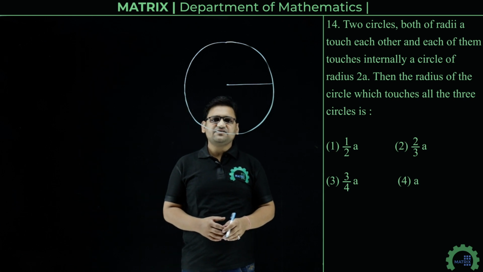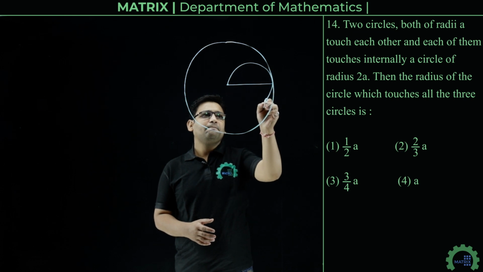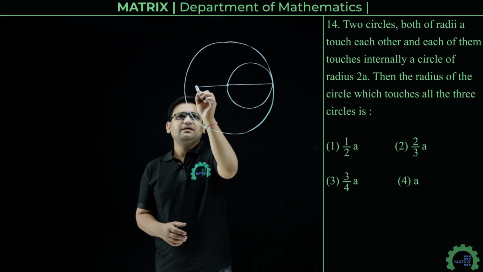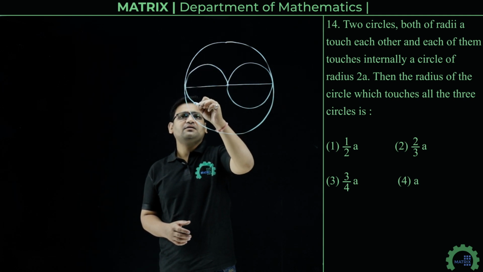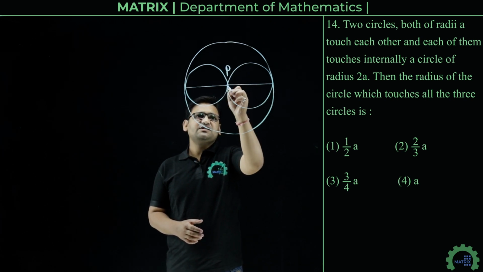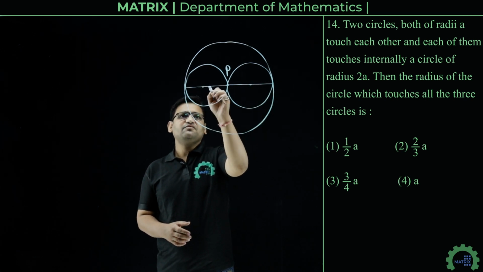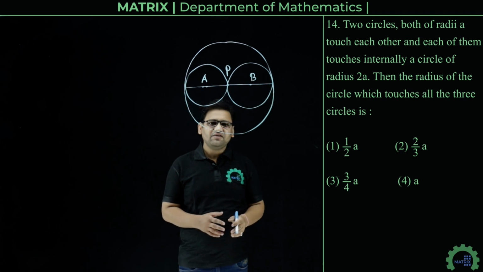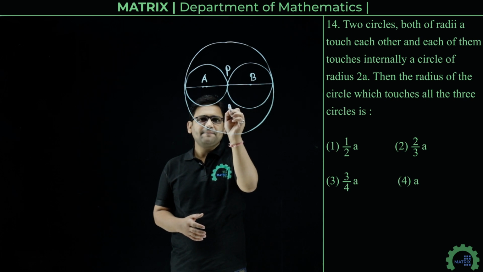Now we have to draw 2 circles with radius a. So first circle will be like this, and second circle will also be of radius a, that is this. Let's say the point of intersection, this is P, which is the center of the bigger circle, and this is the center of the first circle. Let's say this is the center A, this is center B of the second circle, and we have to draw another circle which touches all the 3 circles like this.